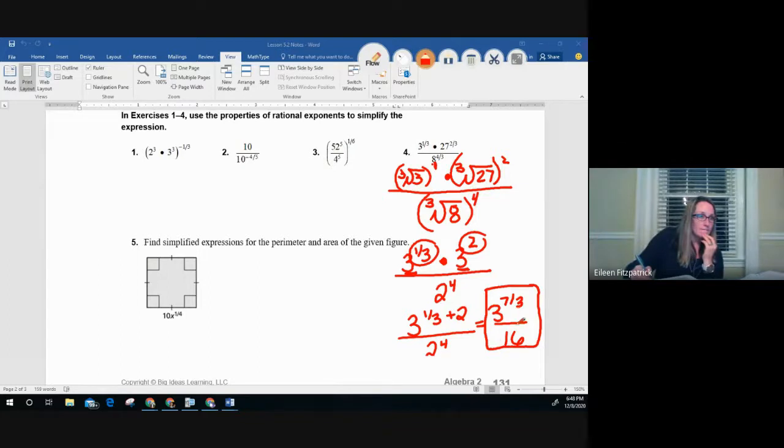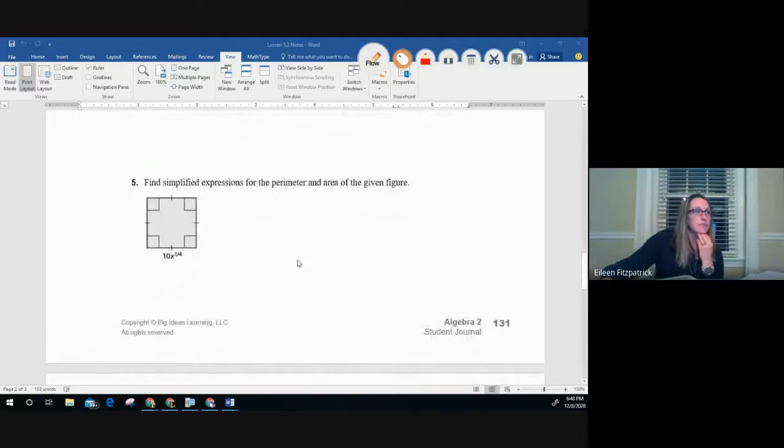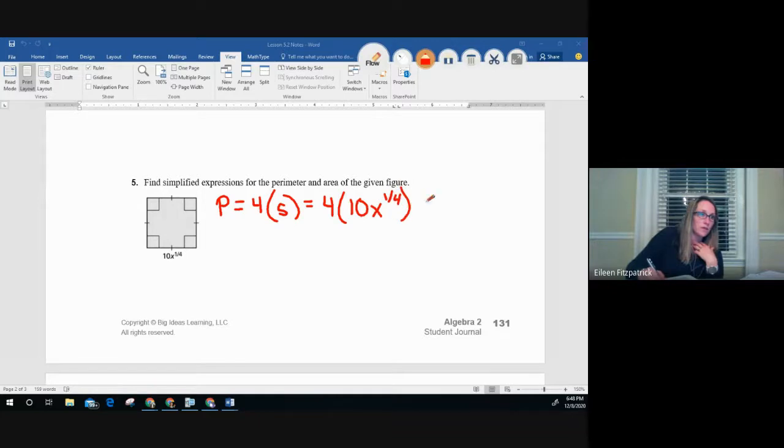All right, let me delete this. It says, find simplified expressions for the perimeter and area of the figure. Well, it's a square, and to find the perimeter, you add all the sides together, or since all the sides are the same, you can just write it as 4 times the side, which is 4 times 10x to the 1/4. You multiply the 4 and the 10 together to get 40x to the 1/4. That would be your simplified expression for perimeter.